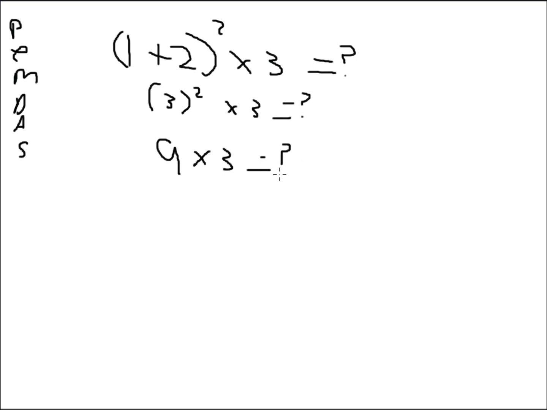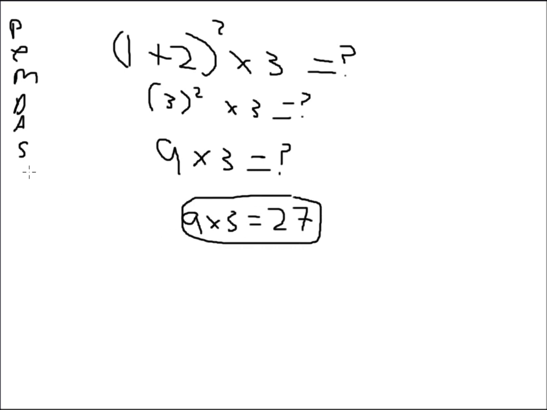Then all that's left to do is our multiply. So 9 times 3 gets us 27. It's that simple. All we need to do is remember our order of operations. Please excuse my dear Aunt Sally.